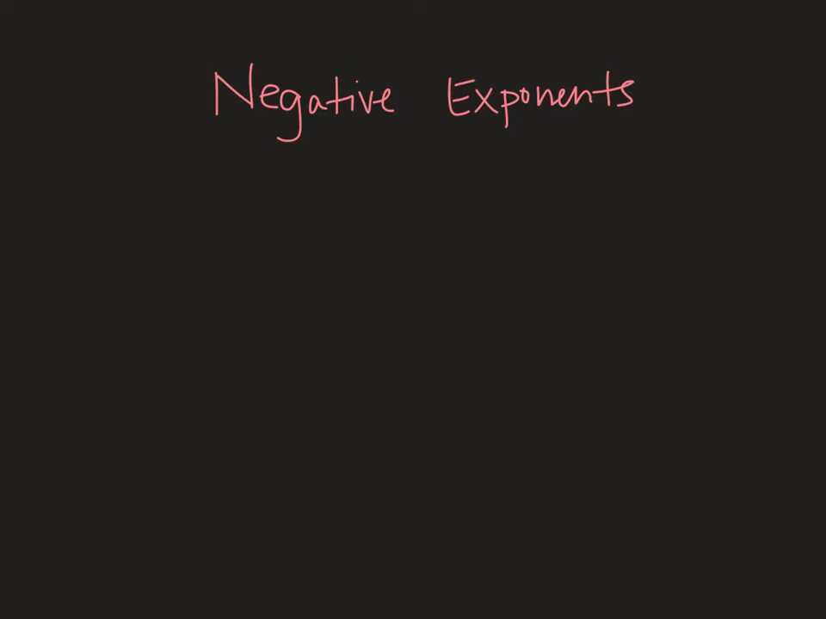This is going to be a quick video about negative exponents. The rule is that if you have x to the negative n, it really is equal to 1 over x to the positive n. Similarly, if you have 1 over x to the negative n, it becomes just x to the positive n. So what we do with negative exponents is we move that negative exponent to the other part of the fraction, and then that exponent becomes positive.